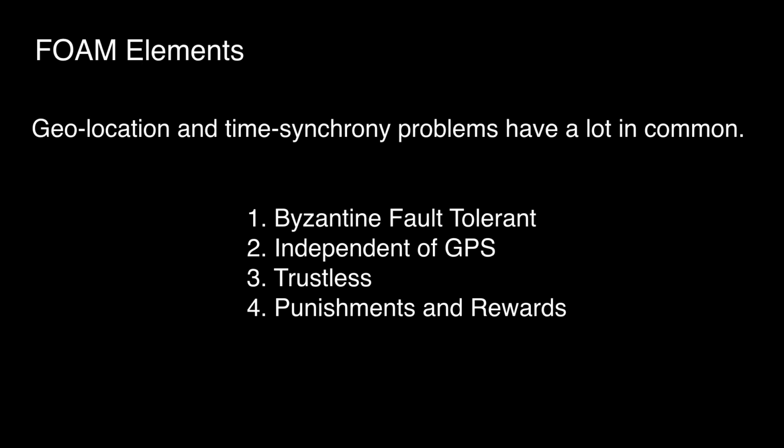GPS is a single point of failure, but also it doesn't work through buildings, indoors, underground, etc. So it might not be the best use case for billions of sensors that are indoors and outdoors. We want the system to be trustless, in a way you don't have to trust any central point of failure. And we want this to be driven by different punishments and rewards. So if I tried to cheat the system, I could be financially punished, but if I actually help the system grow and thrive, I can be financially rewarded.